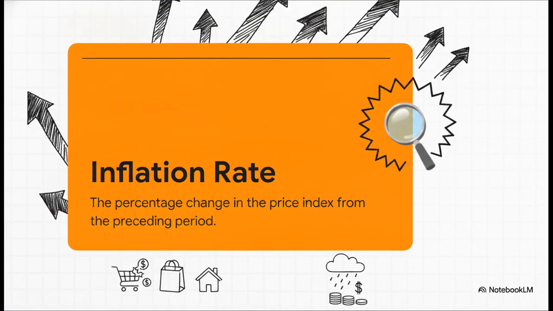So how does this translate to the headlines? The inflation rate is simply the percentage change in that price index from the previous period. The big takeaway here is that when the CPI goes up, a typical family has to shell out more cash just to maintain the exact same standard of living. It's essentially tracking the invisible erosion of your money's purchasing power.